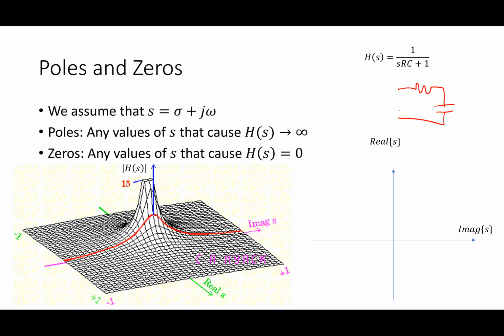Basically, this is a function of S. I wrote this transfer function H of S, and in general, S is a complex number. So if it's a complex number, it has a real part and an imaginary part. So I said S equals sigma plus J omega.